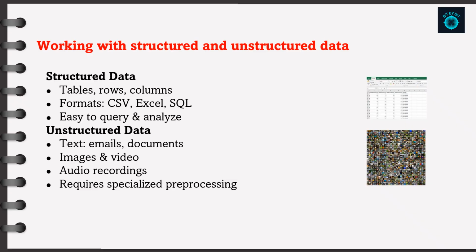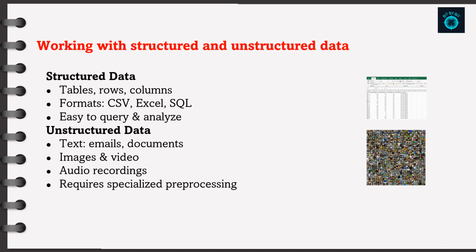Unstructured data does not follow a fixed format. This includes text like customer emails, chat logs, and documents. It also includes images and videos, such as product photos or security camera footage, and audio recordings like call center conversations. Because it's less organized, unstructured data requires special preprocessing. For example, text data might need tokenization or sentiment analysis. Images need resizing and normalization, and audio might need to be converted into spectrograms before model training.